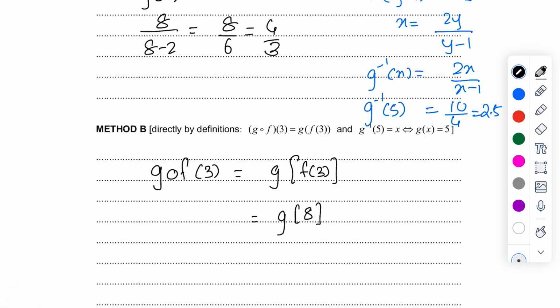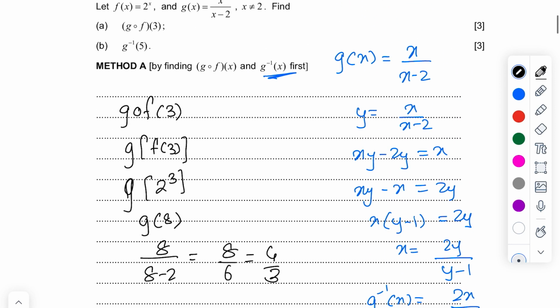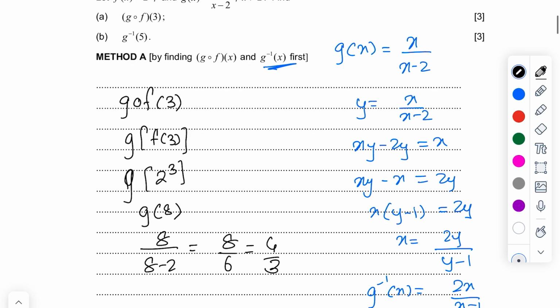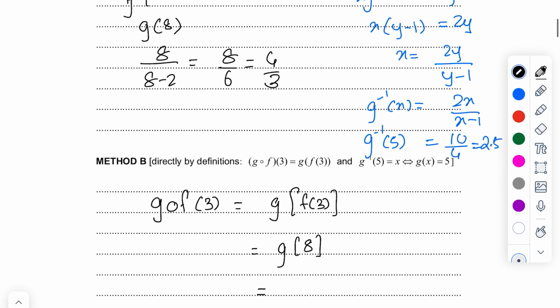Then plug in 8. That is g of 8, but we don't know the function. What is the value of g of 8? 8 upon 8 minus 2, which is 4 upon 3. But what am I interested in? I am interested in g inverse of 5.